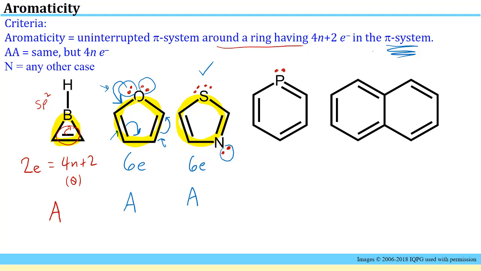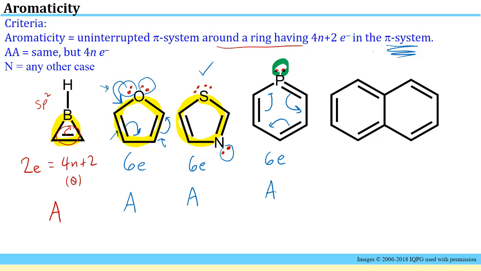And now we get to the phosphorus containing ring over here. The phosphorus has this lone pair, but we're not going to have to move that lone pair. We already have a pi bond going to that phosphorus atom. So if we move those pi bonds around the ring, every atom in the ring already has a pi bond going to it. That's 6 electrons, and that's an aromatic number.